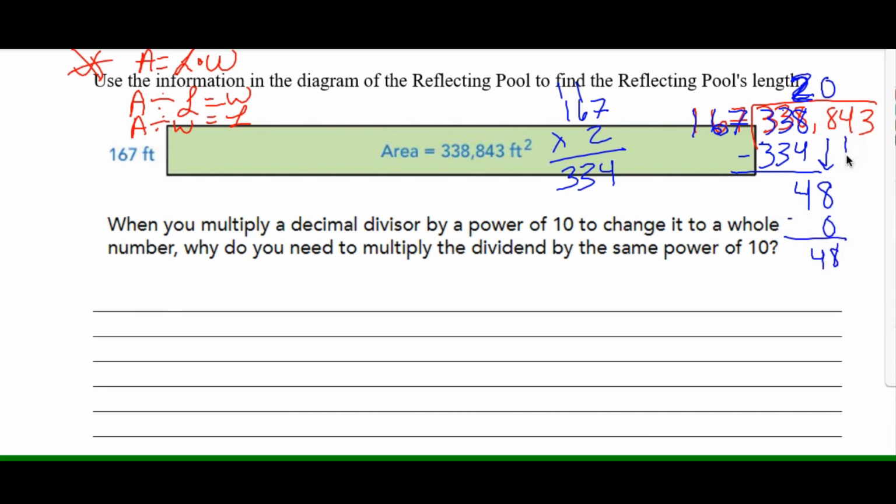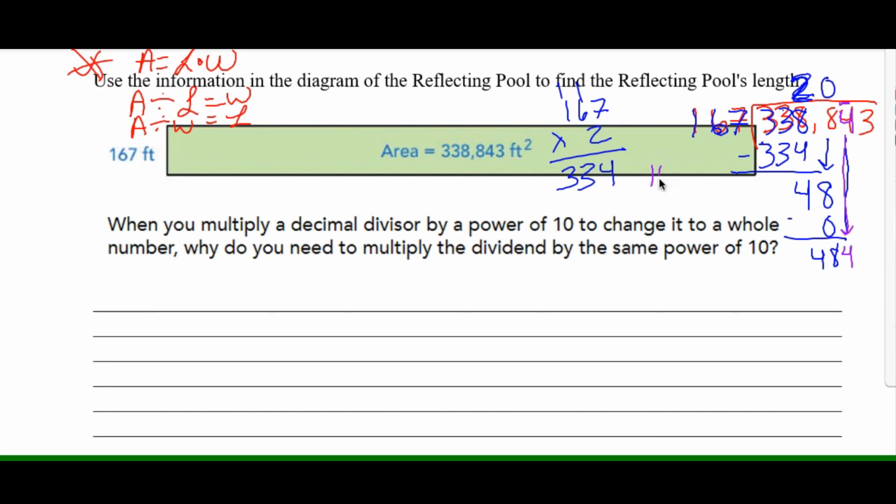I'm going to bring my next number down, which is this 4. So I have to put a number right above the 4 in the quotient. Before you do anything else, you always put a number. If it goes into that number 0 times, you put a 0. But you have to put a number there. And we have to see how many times 167 goes into 484.